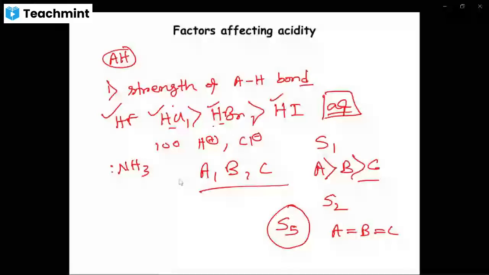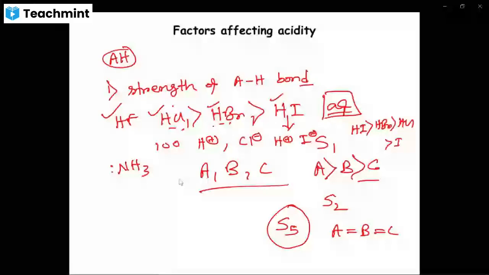So HI can dissociate very easily to H plus and I minus. So whenever you take a solvent which is not a leveling solvent for these, HI will be dissociated maximum, then HBr, then HCl, and then HF. So that's why the acidity strength will be: HI will be most acidic, then HBr, then HCl, and then HF.